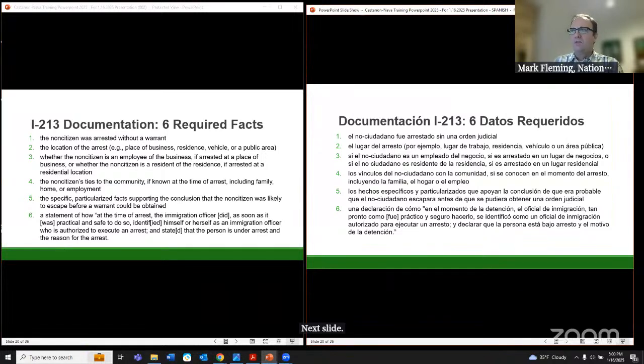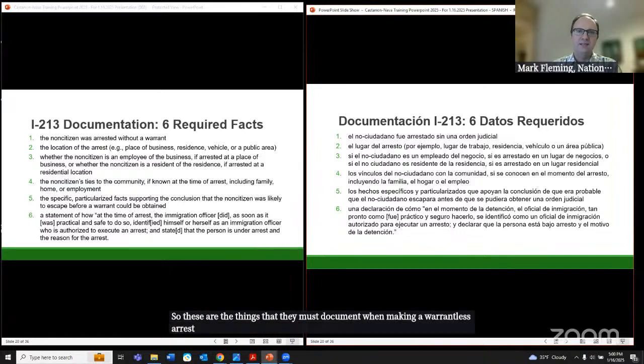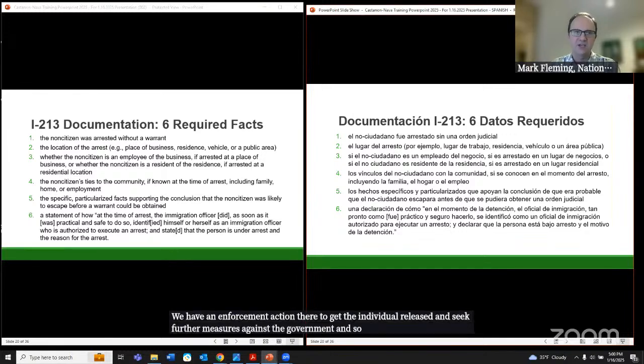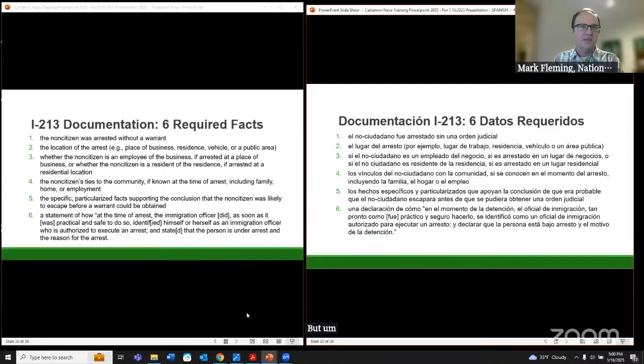So these are the things that they must document when making a warrantless arrest. And I emphasize it because let's just say they have actual probable cause, but don't document it. We have an enforcement action there to get the individual released and seek further measures against the government. And so this documentation requirement, and a lot of that responsibility is going to fall to us as class counsel because it can be difficult to get a Form I-213. But this information, if not documented, can form the basis of seeking somebody's release.